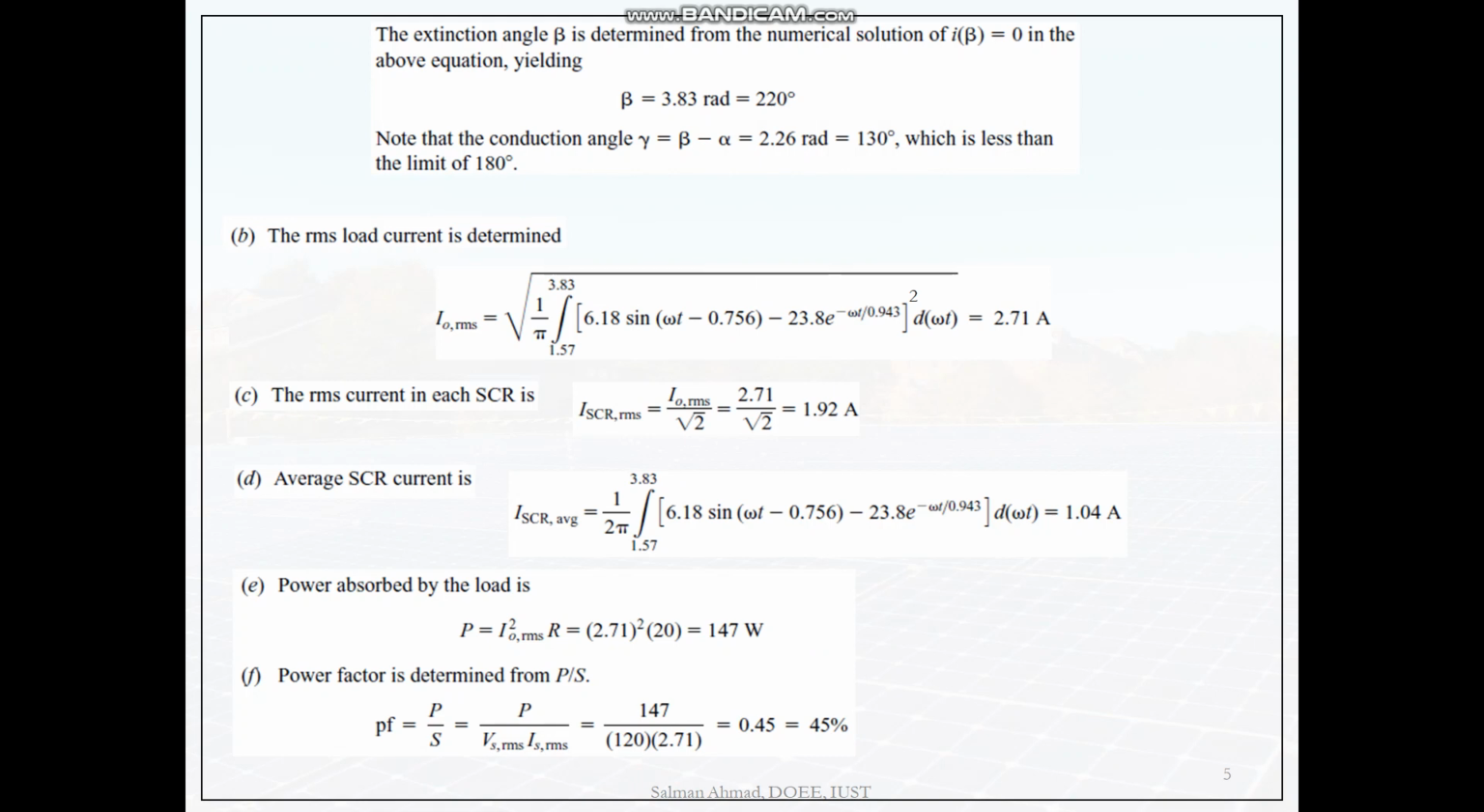Okay, now you can find what the beta value is. Similarly, for the RMS value of the load current, once you know the expression, you have to square that, d omega t, alpha to beta. Beta we have found to be something like 3.83 radian. Alpha is 1.57 because it is pi by 2. So you are getting the output RMS value to be 2.71 amperes. Then the RMS current in each SCR.